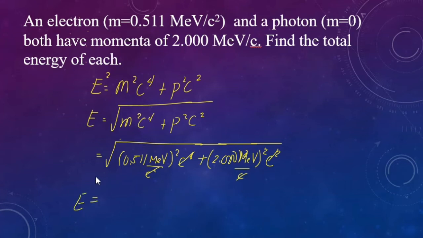And the final answer for the energy of the electron, so the energy is equivalent to 2.064 mega electron volt. Okay, so this is the total energy for the electron.